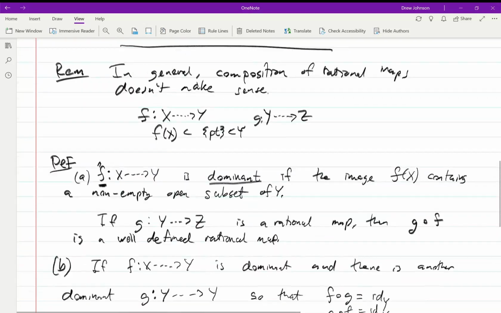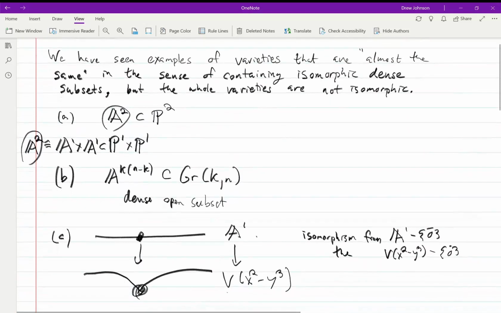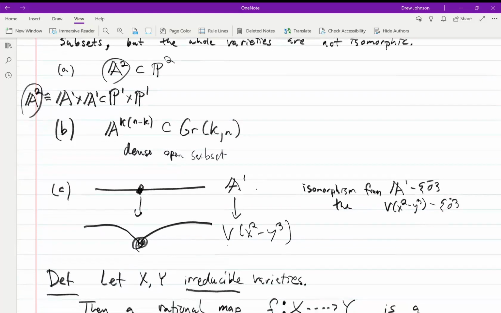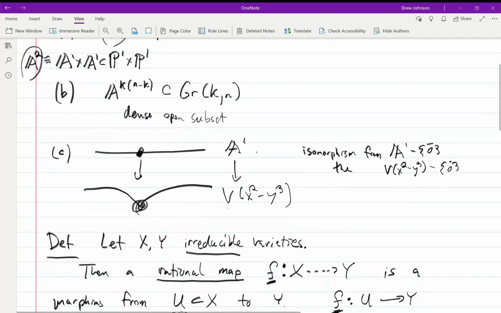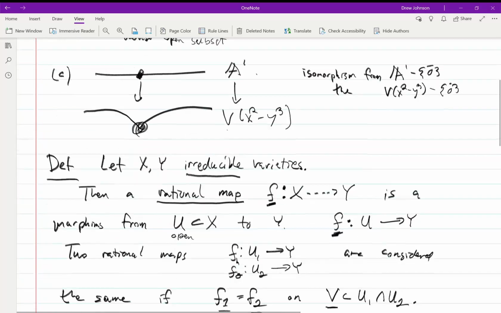So all the examples that I gave in the introduction here: P2 is birational to P1 cross P1, and is birational to A2. And the Grassmannian is birational to an affine space, and A1 is birational to this vanishing locus here.